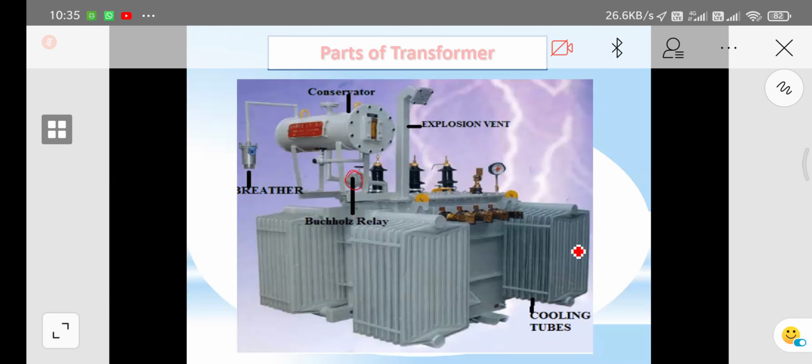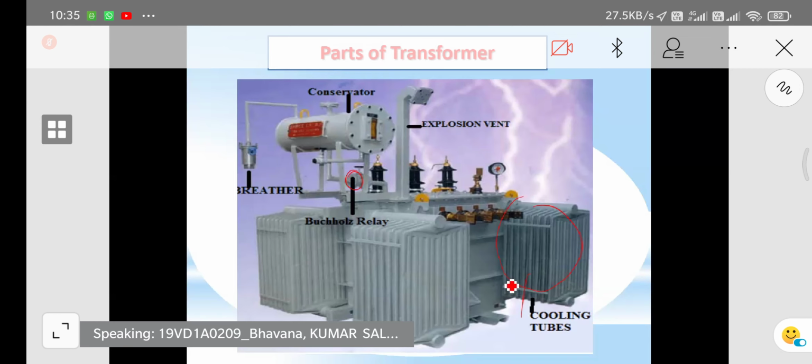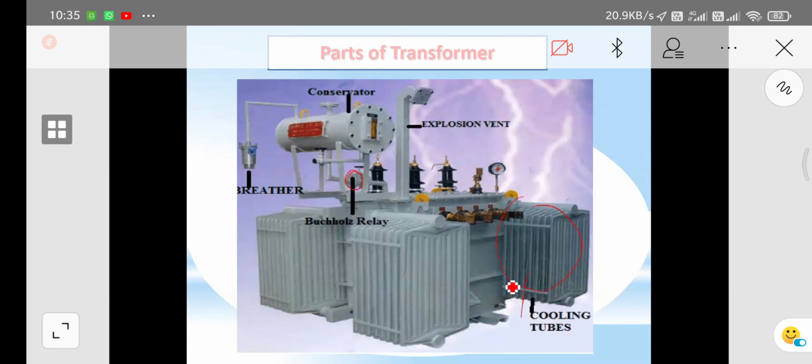So the purpose of the radiator is to increase the surface area of the main tank. So these are all cooling tubes. The radiator is used to increase the surface area of the main tank and is also used for the heat dissipation process.